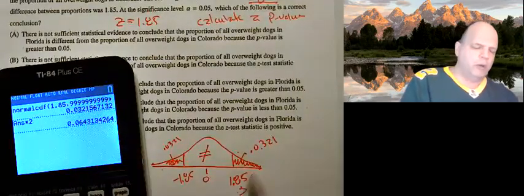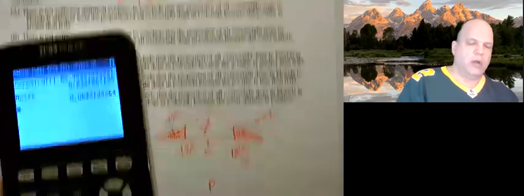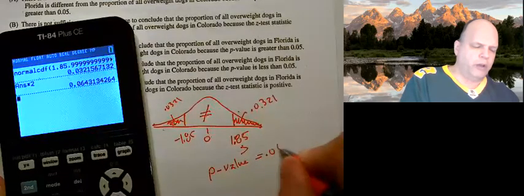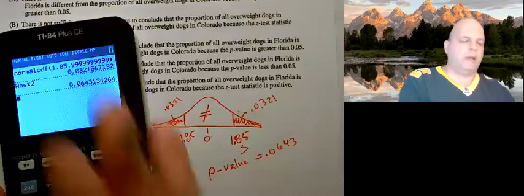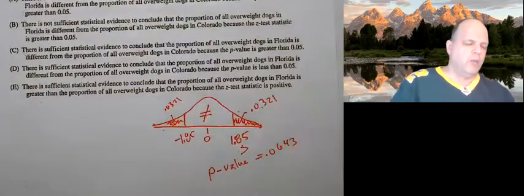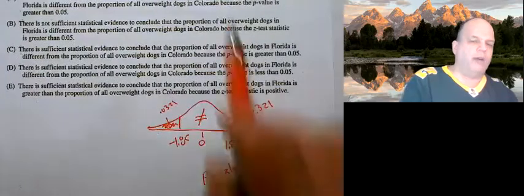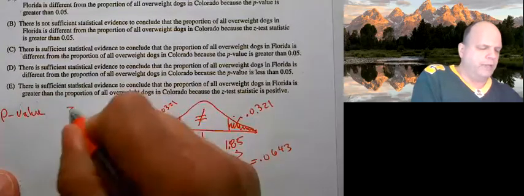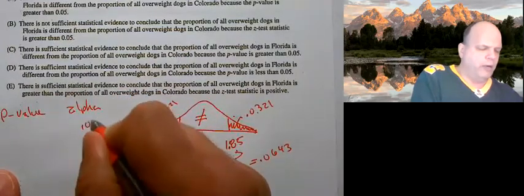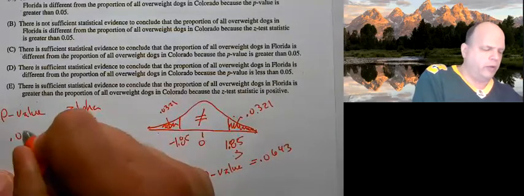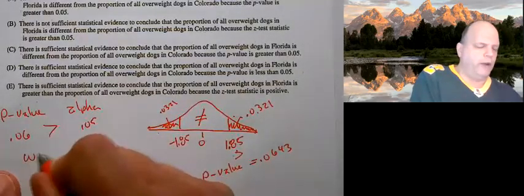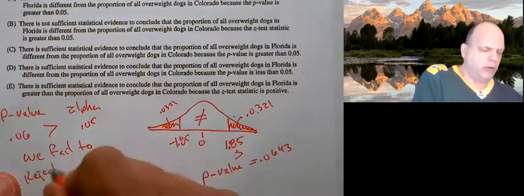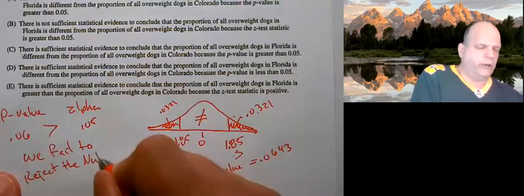So my p-value for this test is 0.0643. My p-value is 0.0643, which they gave us an alpha of 0.05. So if we have a p-value and we have an alpha, this is 0.05, this is 0.06, this is greater than, we fail to reject. So we fail to reject the null.